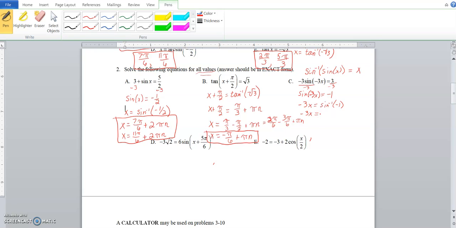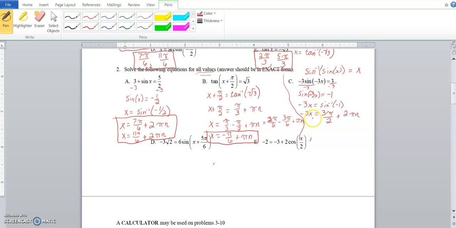So what we find is -3x. Well, let's see. Where does sine equal -1? Well, it happens once. We don't have 2 solutions here. We have 1. Sine is -1 at 3 pi over 2. And then for all values, plus 2 pi n. So now we have -3x is equal to some solution plus 2 pi n. We want just x by itself.